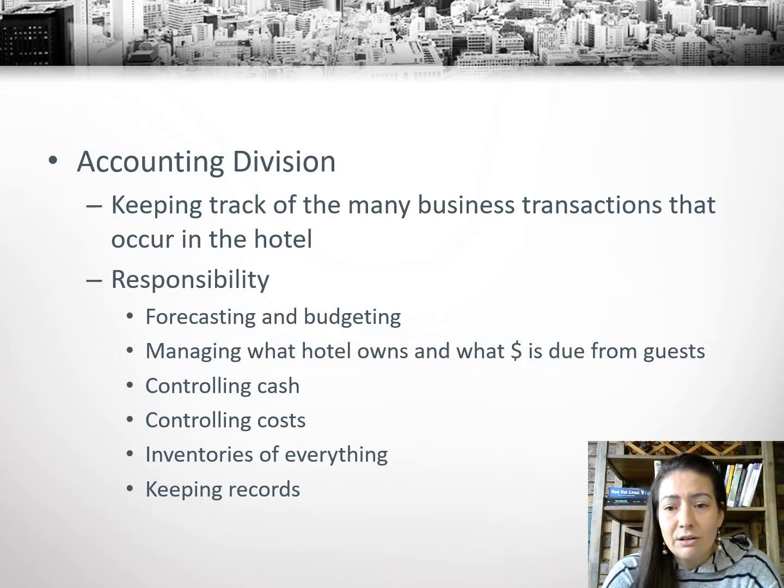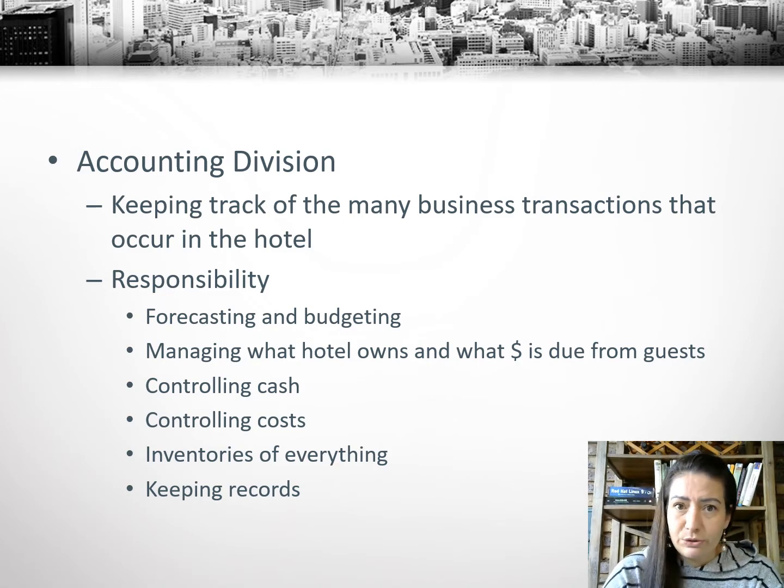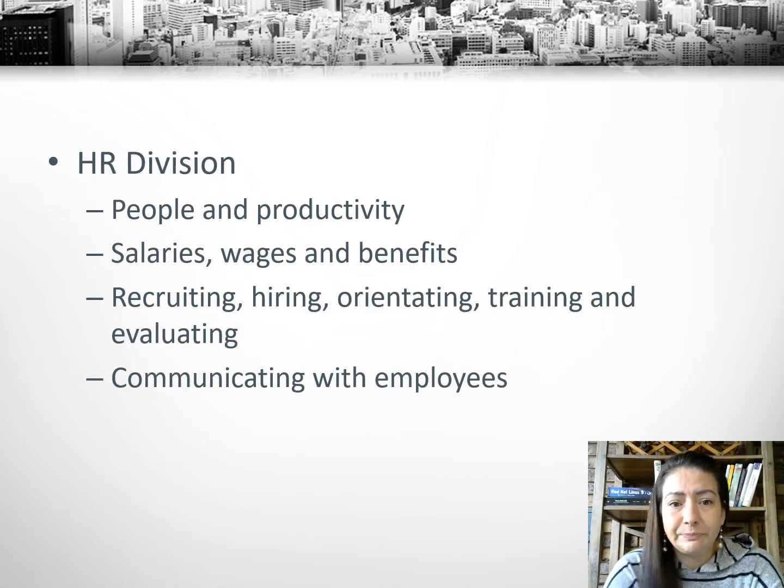So if hotel guests owe any money, and then they also have to control all cash and costs, and they need to have inventory of everything. Remember that all assets, all products, everything in the storerooms is money. So that's why there has to be a stock take every month, and all those stock sheets go to the accounts division. And then they have to keep records of all of this.